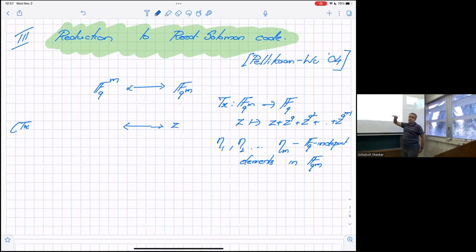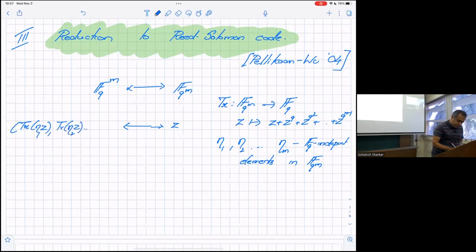Therefore, trace of z to the power q is trace of z. Therefore, the trace of z has to be in the small field. So it's a polynomial map, but yet it maps everything in the large field to the small field. And we saw that this was something which we had already done. Trace eta 1 z, trace eta 2 z, trace eta m z. This is in fact an isomorphism. We had this nice isomorphism.